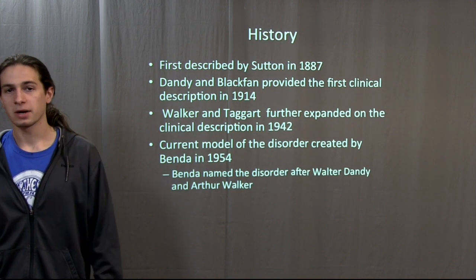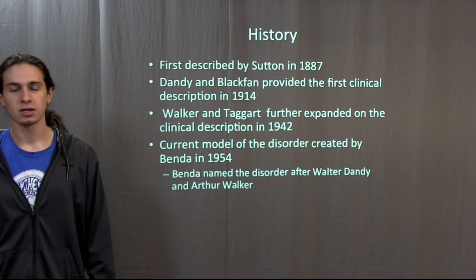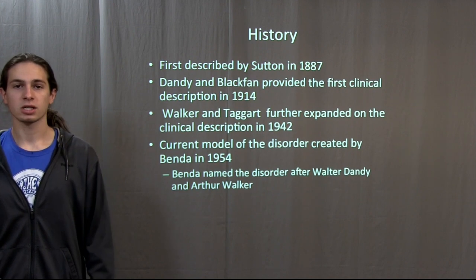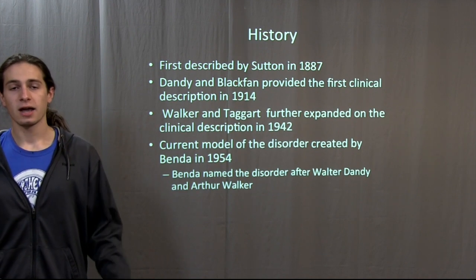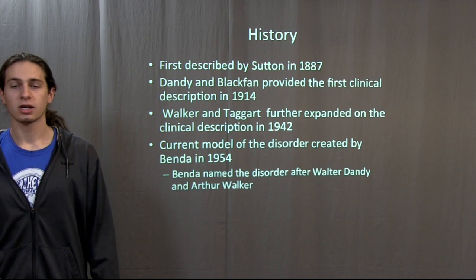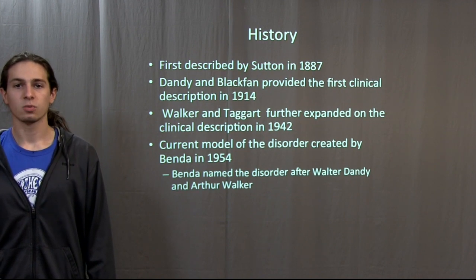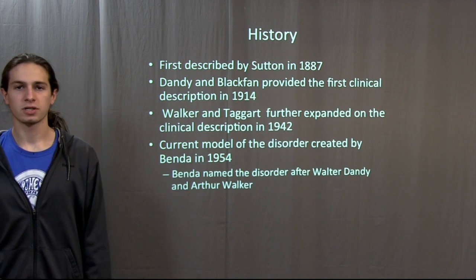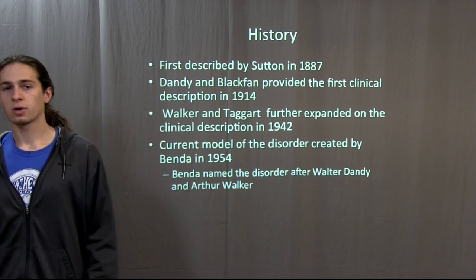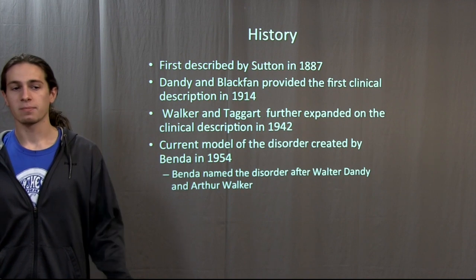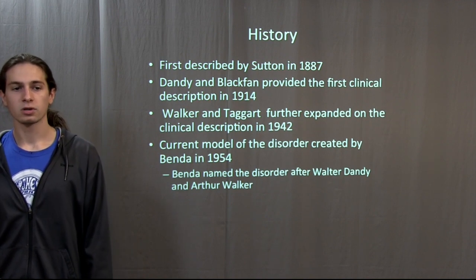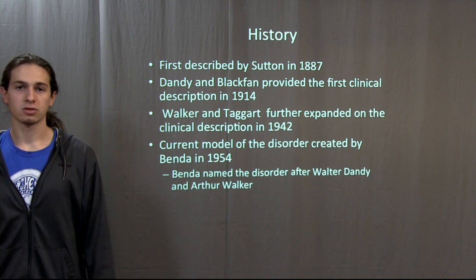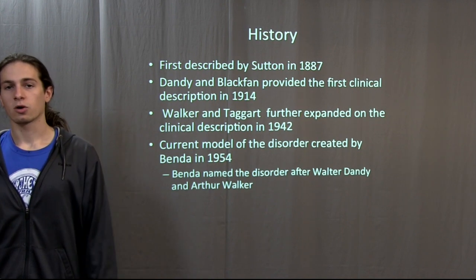My research topic was Dandy Walker malformation. It was first described by Sutton way back in 1887, but a clinical description wasn't provided until 1914 by Dandy and Blackfan. And then it wasn't until 1942 that Walker and Taggart further expanded the understanding and description of this disorder. The current model of the disorder was created by Benda in 1954, and Benda was also the person who named the disorder after two of the aforementioned researchers, Walter Dandy and Arthur Walker.